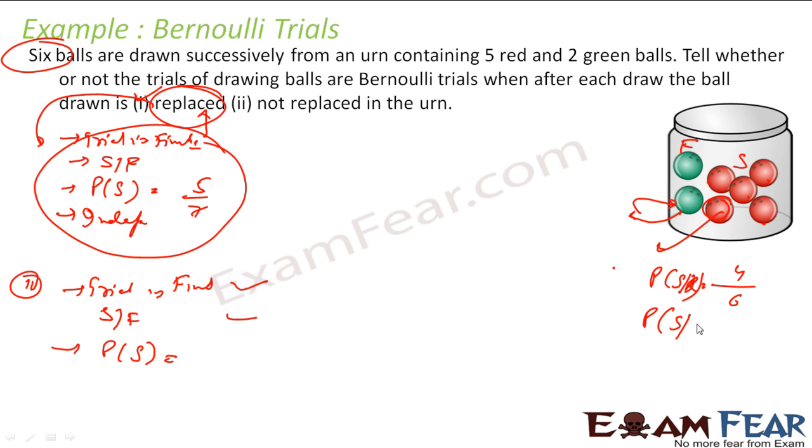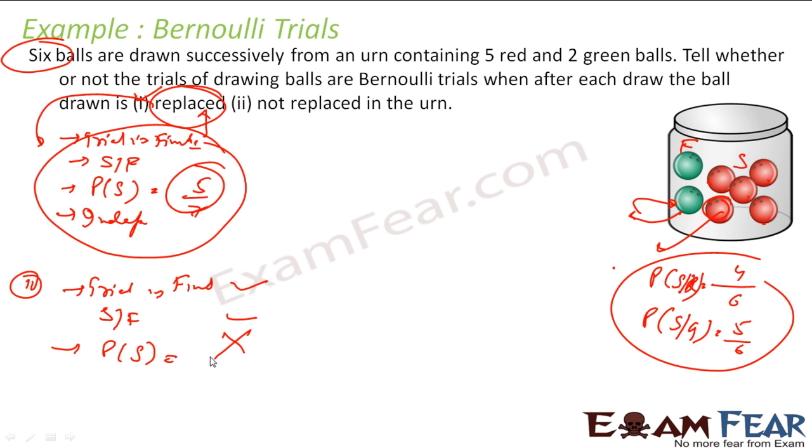Probability of success if first is green will be how many red? 5. Total balls will be 1 green, 5 red, 6. So if you see, the probability of success is changing. It was 5 by 7 earlier, then it becomes these values depending on which ball was taken. So the probability of success is not the same.